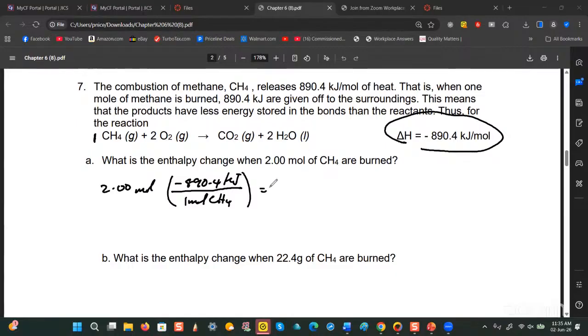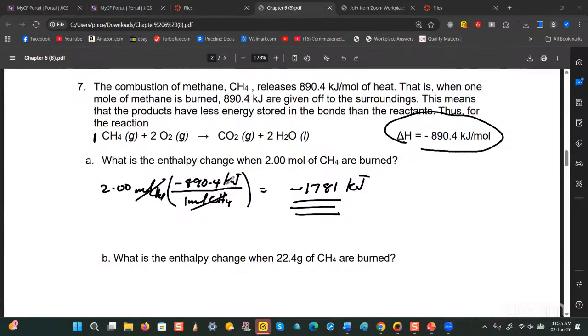So it's a simple calculation. This is 2 moles of methane here, so this will cancel out with that. So basically that would be 890.4 minus times 2. So this rounded off to 4 sig figs will give you minus 1781 kilojoules. And that's how that is done. All right.